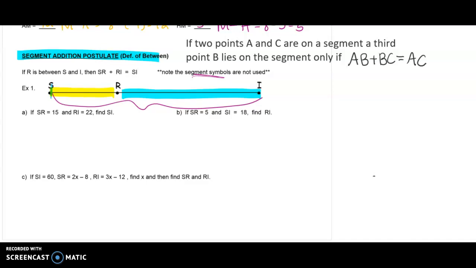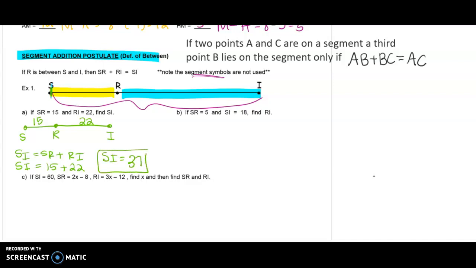So looking at number 1, if we know that SR is 15 and RI is 22, we're thinking about this picture here. SRI, we have 15 and we have 22. So the entire length of SI will be whatever SR is plus whatever RI is. So SI will equal 15 plus 22, so SI will equal 37. And that's the length of SI is equal to 37.